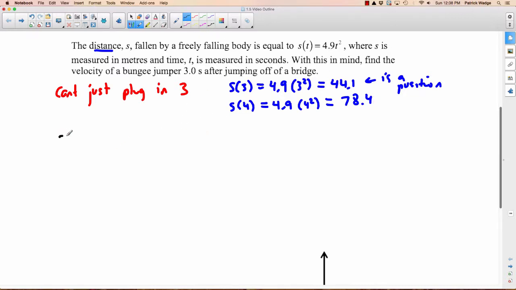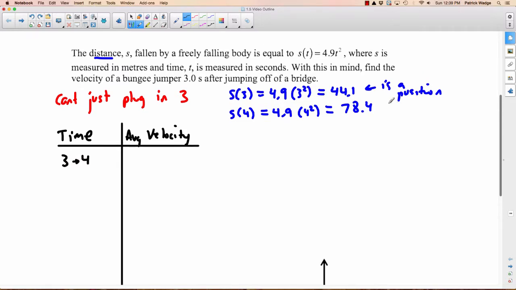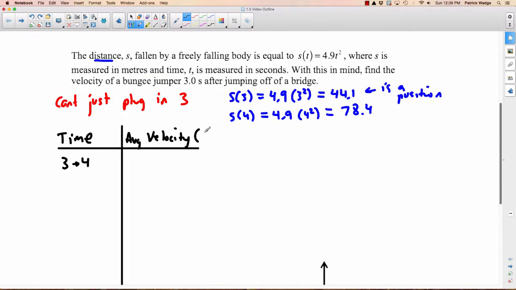I'm actually going to do this a bunch of times. I'm going to set up a table here. We've got the time here, and we've got the average velocity here. Okay, so the time from 3 to 4. For the average velocity, we're going to use the same formula, distance traveled divided by time. So maybe I'll even put it in brackets here, distance divided by time. In this case, here are our two distances. We would subtract those distances to get the total distance traveled, and the total amount of time is 4 minus 3, which is 1. If you do that, you're going to get 34.3 meters per second.